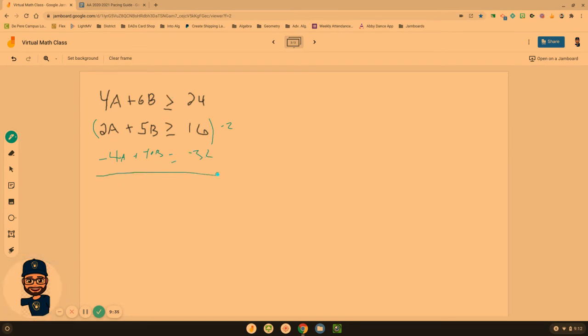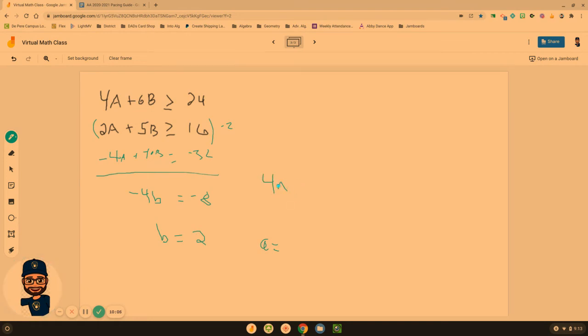Then we're going to add the two equations together so that the a values eliminate. 6b plus -10b is -4b. 24 plus -32 is -8. If I divide both sides by -4, I get a b value that is equal to 2, which means we still have to find the A value somehow. So I'm going to plug B equals 2 into this top equation.